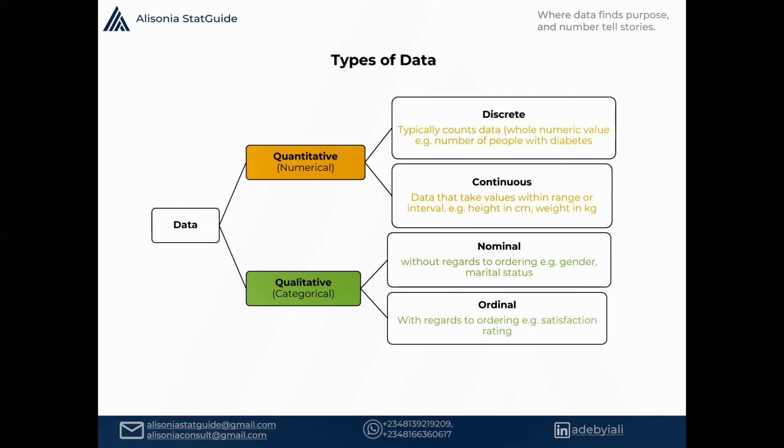For the continuous, they are data that take values within a range or interval. You might not know the exact value, but it can only be measured. So for this one, we have height in centimeters, weight in kilograms, even your age. Let me just say our age is continuous. It's an example of continuous data. It's not count data because we do not really know our exact age.